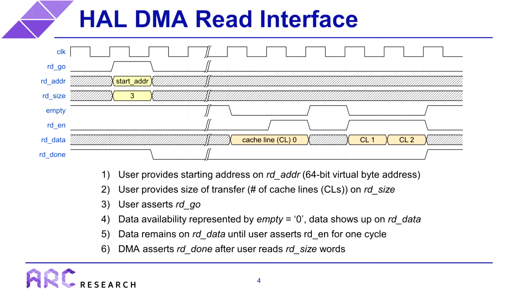And here in this example, we assert the read enable for 2 consecutive cycles, and that gives us cache line 1 and cache line 2. We only requested 3 cache lines. So at this point, you see the DMA interface asserts the read done signal to signify that all of the requested data has now been read out of the interface.